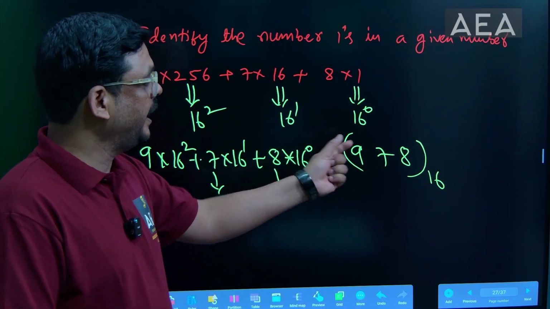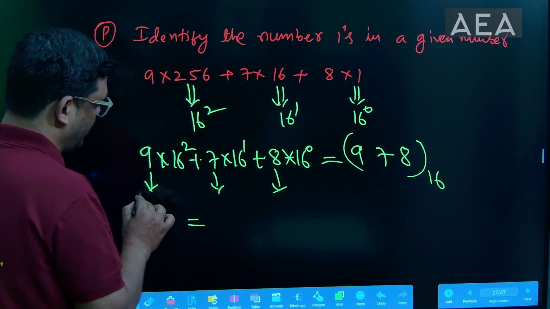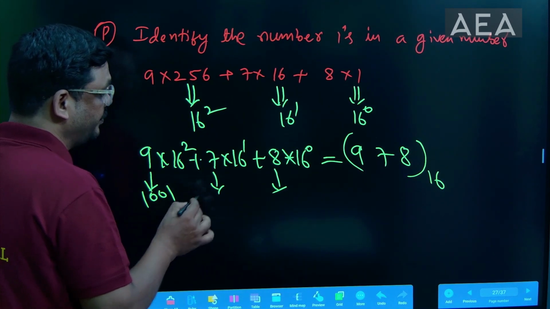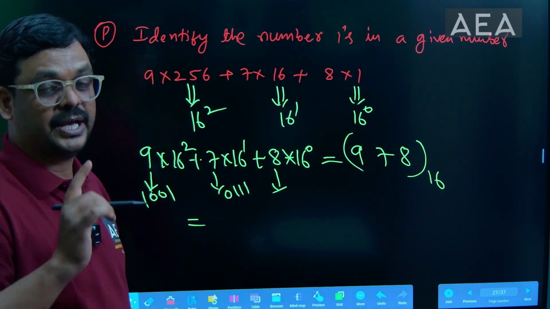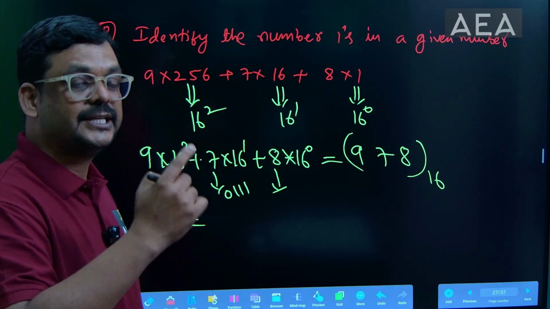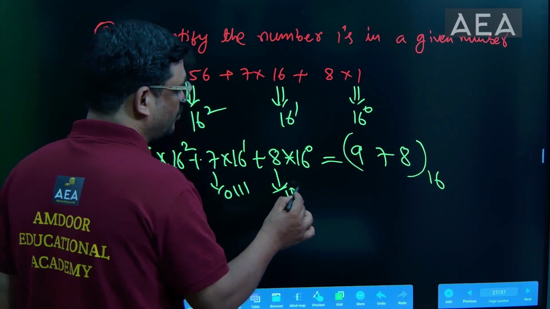And later write this number in terms of binary format. So 9 equivalent binary is 1001, 7 equivalent binary is 0111. Use 4 bits because it is a hexadecimal number. Hexadecimal to binary, compulsory we have to use 4 bits. And 8 equivalent binary number is 1000.